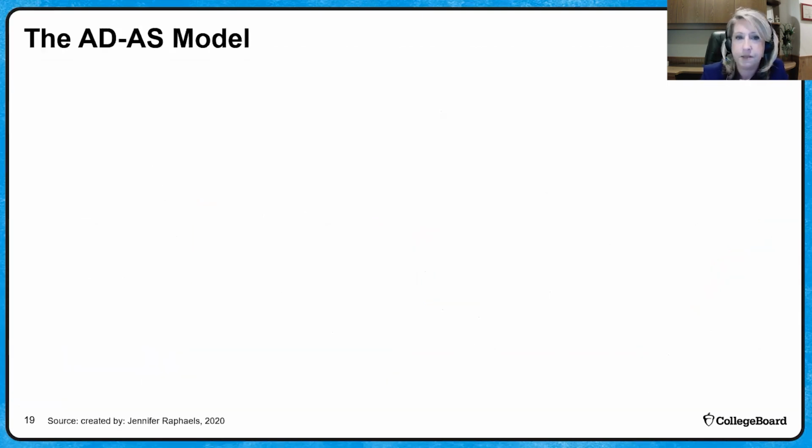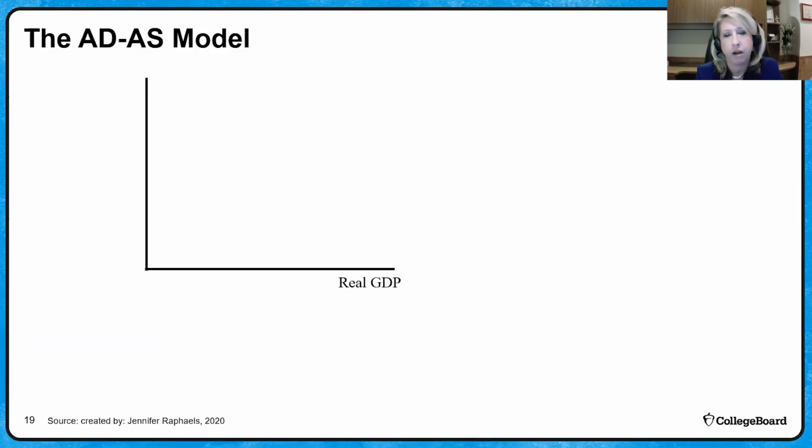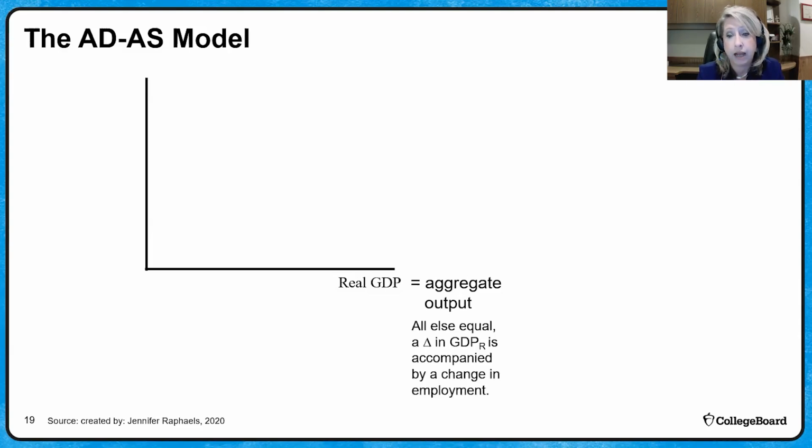Now let's go to aggregate demand, aggregate supply. We're going to spend a little more time on this one. So remember that horizontal axis is real GDP, which is analogous to aggregate output. Real GDP is the value in dollars of the aggregate output of an economy. So keep in mind, all else equal, a change in real GDP is accompanied by a change in employment. If we are increasing the amount of real GDP we're producing, we have to hire more workers. The unemployment rate falls.